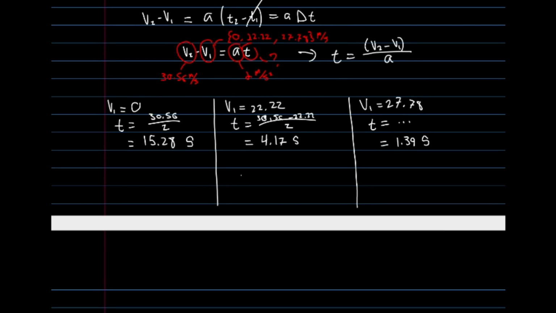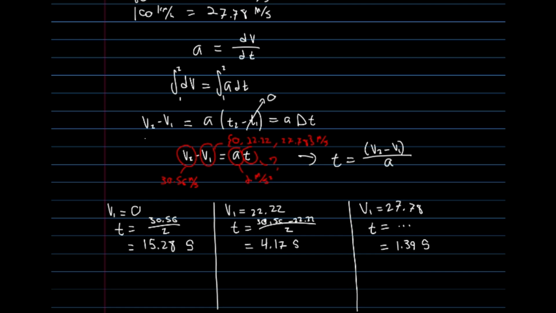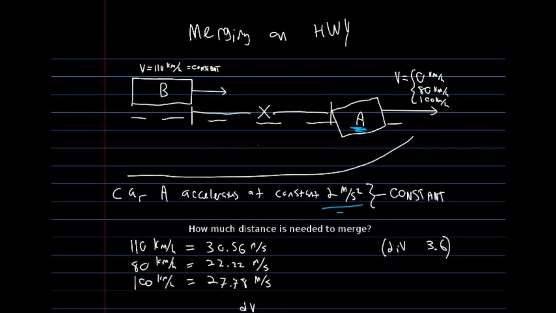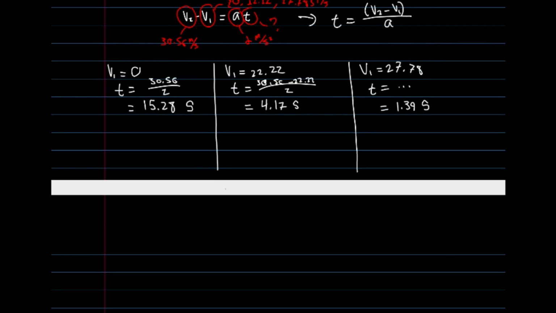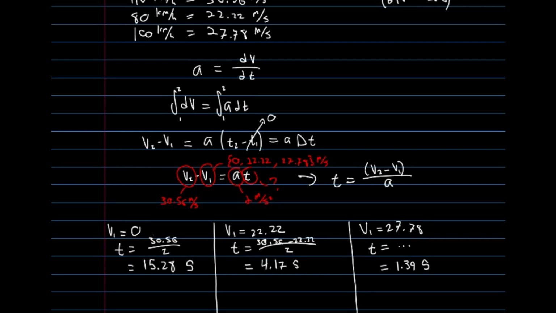So this gives us the amount of time that's required for each of these. We now have the times required, but we want to know what distance is required, this distance x, so that if this guy is traveling 110, he's going to be here, then we don't want them to collide, basically. And since his velocity is constant, we can basically just apply this acceleration equation.